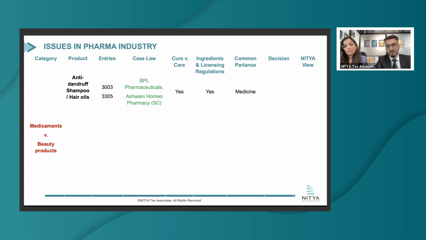Similarly, in the case of Aswani Homeo Pharmacy, the court held that these hair oils are used to cure the major problem of hair fall, which is prevalent these days, by applying on the scalp. The ingredients are also as per the licensing regulations, and in common parlance it is known as medicine. So in all these decisions of the Supreme Court, it has been held that it will qualify as a medicament. In our view also, these principles laid down by the court are correct, and the correct classification of these products is medicament only.